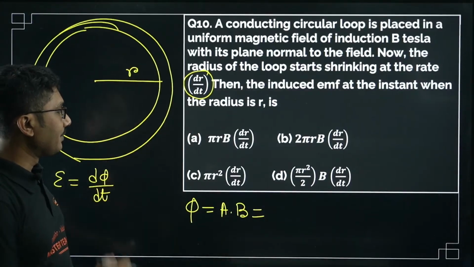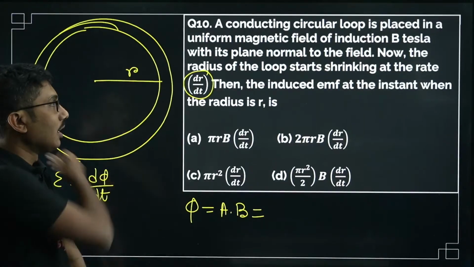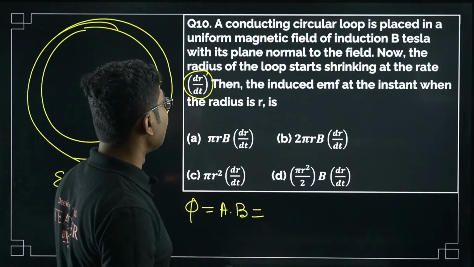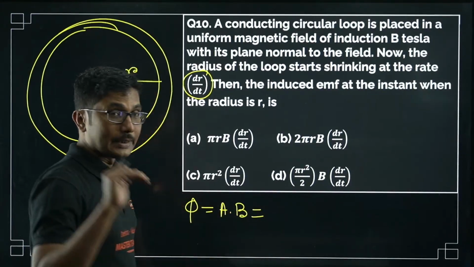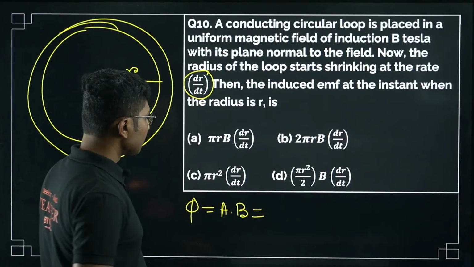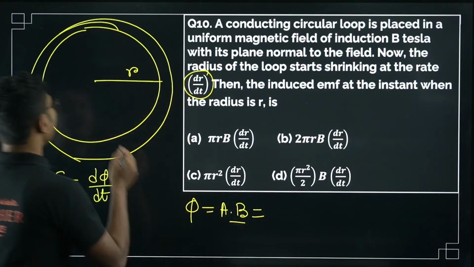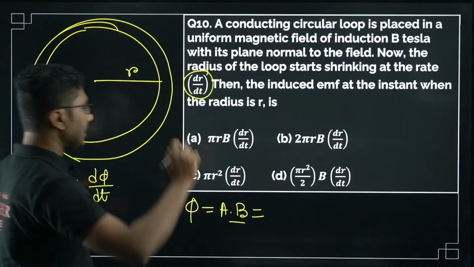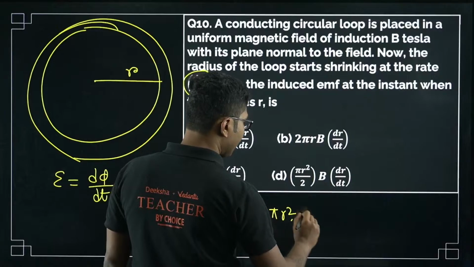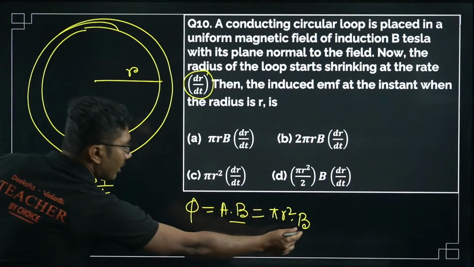Basically here they have given B A cos theta, but because they are perpendicular, so cos theta we will not consider. Oh sorry, now they are parallel. So cos theta, cos 0, will be 1 in this case, so we do not need to consider it. Now B into A, what is the area of a circle? Area of a circle is given by pi r square and magnetic field is given by B. Okay, so we have to simply differentiate this quantity.